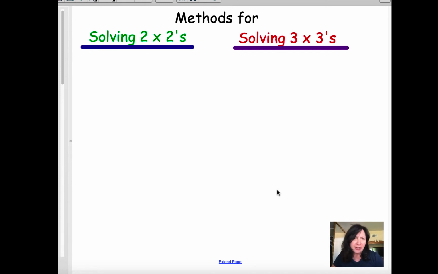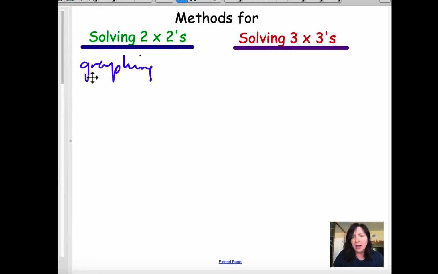Starting off with just methods that we already know for solving 2x2s. One method we started with is the graphing method. And again, the graphing method for a 2x2 is really one of the most unreliable methods, because unless it's hitting right at the corner, you run the risk of not being able to see the answer. You have to solve it another way anyways.